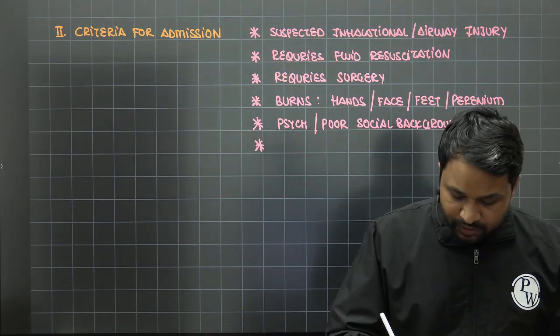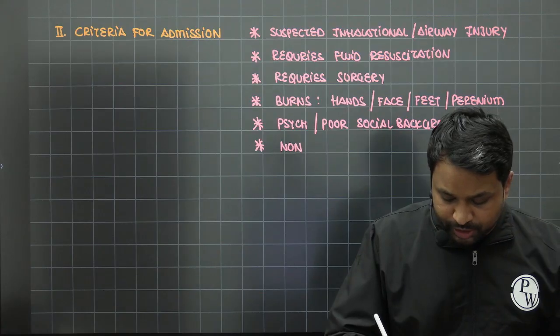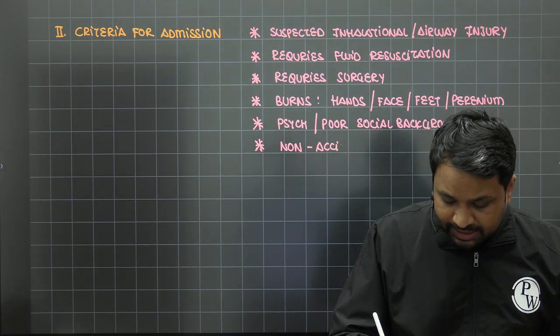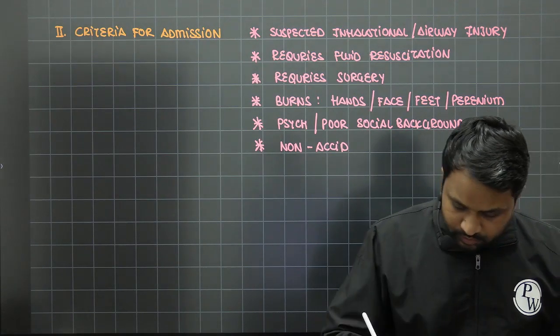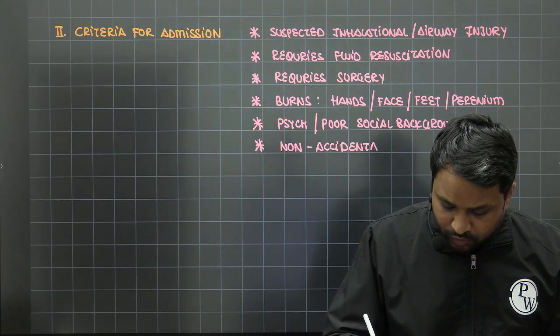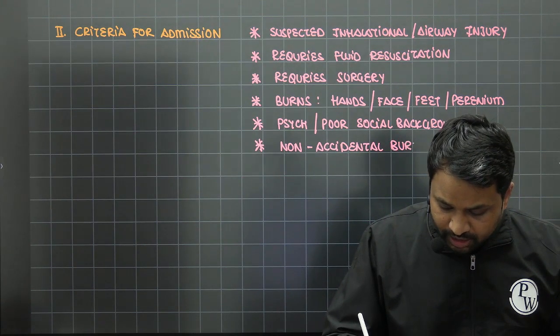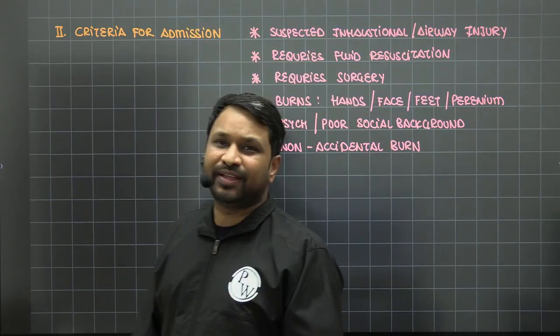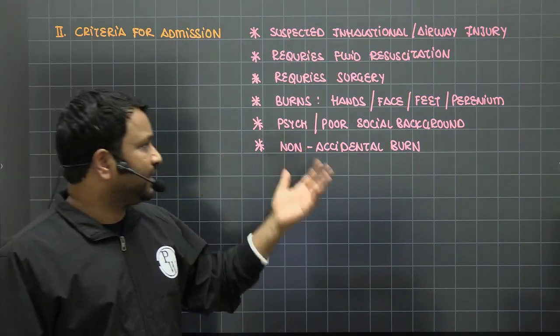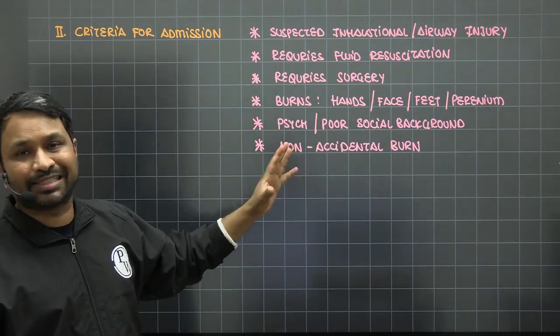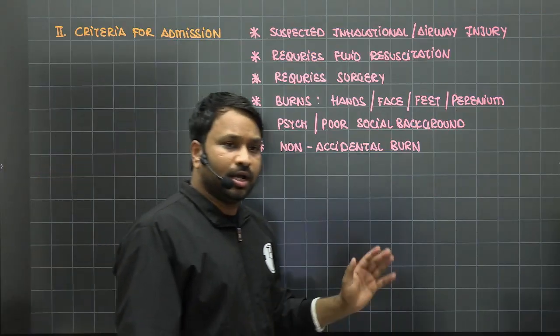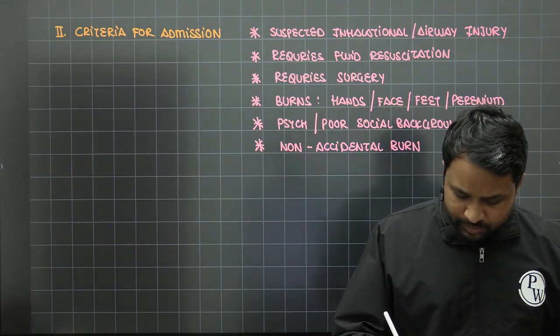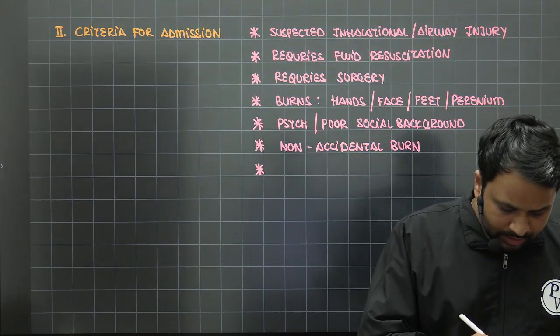Now, if there is any suspicion of non-accidental, if there is any evidence of non-accidental burn, right? If you're suspecting foul play, if there is something that you think is not an accident, somebody has wantedly done it, in those cases also you have to admit the patient for a medico-legal reason, right?